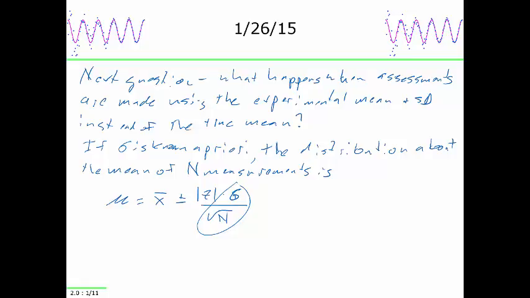All right, and then you can rearrange this to solve for z by, let's see, if we subtract x bar from both sides, we're going to multiply by the square root n over sigma times mu minus x bar, right? Something like that.